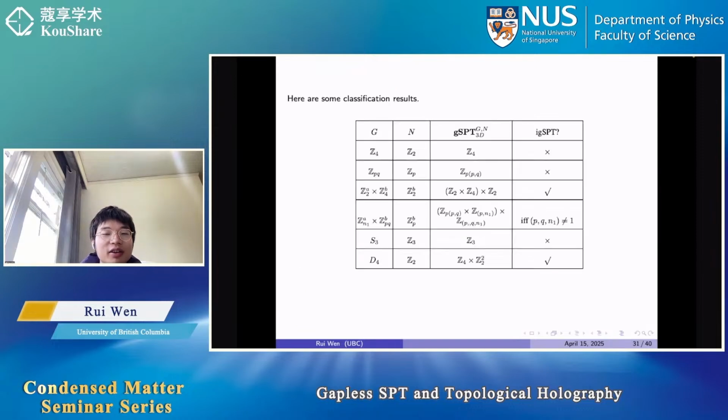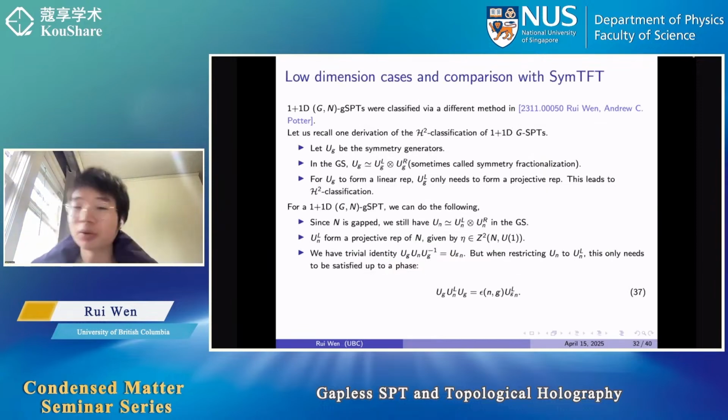Okay, here are some classification results. You can do the group cohomology calculation. This is just to show that it's computable. Okay, so I don't have much time now, so I do want to cover this last part. That is very important because this is the relationship to SymTFT.